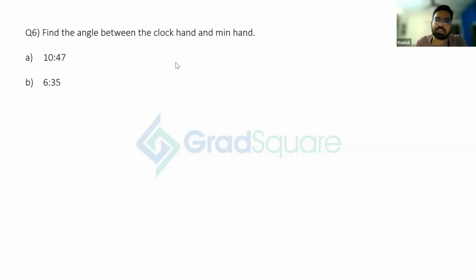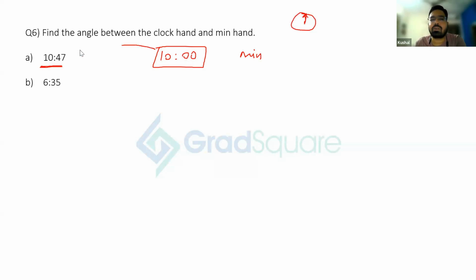Okay, let me just do it for you for the first one. Rajni, that's correct. 10:47. Understand, at 10:00, what is the position of the minute hand? Minute hand is exactly at 12 o'clock, right? That means 0 degrees. Now from 10 o'clock to 10:47, how much time is the minute hand moving? Minute hand is moving for 47 minutes, and in each minute it will move 6 degrees.